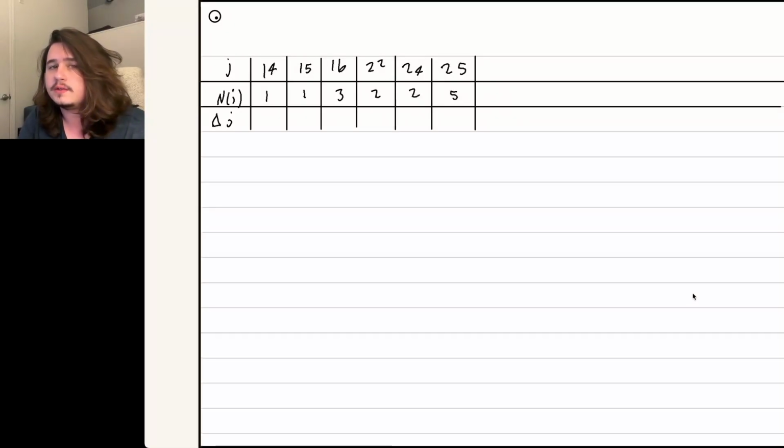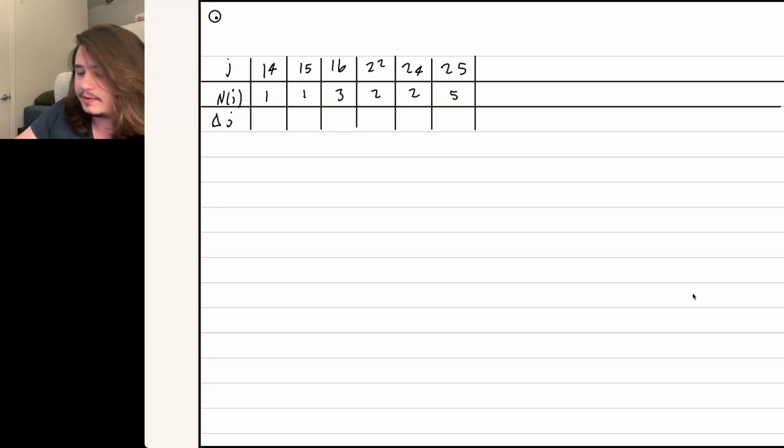We have a distribution of ages of a group of 14 people. One of them is aged 14, one of them is aged 15, 3 are 16, 2 are 22, 2 are 24, 5 are 25. And we're meant to find the expectation value of the ages, as well as the expectation value of the squared ages, the squared expectation value of the ages, the standard deviation in two different formulations, and also the variation for each one.